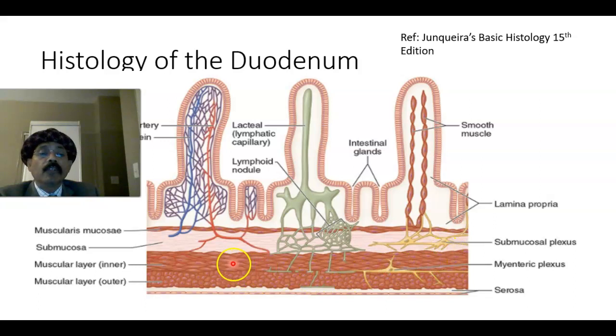Okay, this is the muscle, inner circular muscle layer, outer longitudinal muscle layer. And these all are smooth muscle. In between the muscle, we have myenteric plexus, also called Auerbach's plexus. That is also a derivative of the neural crest cell. That is mostly parasympathetic fiber.